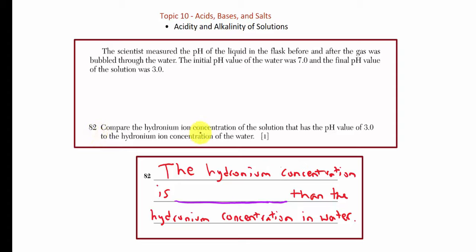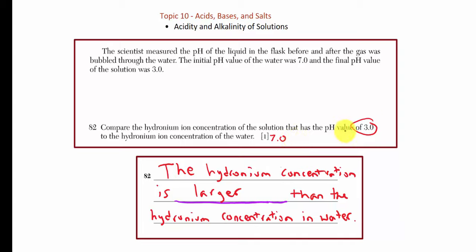Question 82. Compare the hydronium ion concentration of the solution that has a pH value of 3 to the hydronium ion concentration of the water. The water, remember, has a pH value of 7. So there's a huge difference here. It is interesting to note that they're not asking you for the actual concentration, they just want a qualitative description. Is it more or is it less? Well, the pH value of 3 is a much stronger acid than the pH of 7, and acids produce hydronium in solution. So the simple answer is the hydronium concentration is larger than the hydronium ion concentration in water. So the pH of 3 is a lot larger.